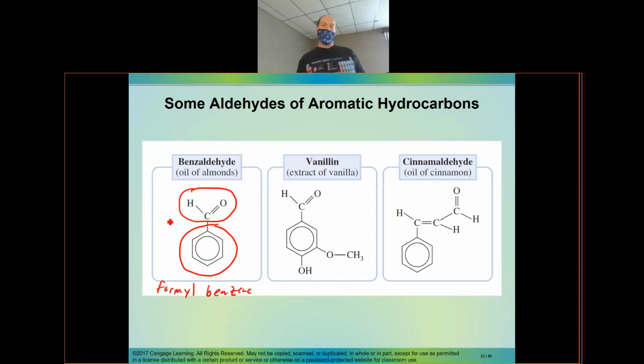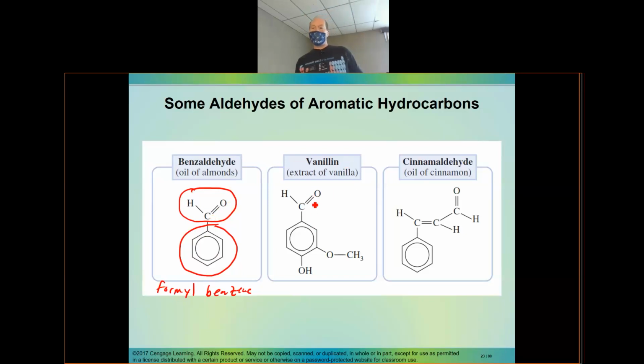So if you were to name this, benzaldehyde is not the name I'm looking for. I'm looking to see if you know that the name of this group, C double bond O H, is called the formyl group, and it's coming off of a benzene ring. Just like if I had a CH3 up here, it would be methylbenzene. This is a formylbenzene.